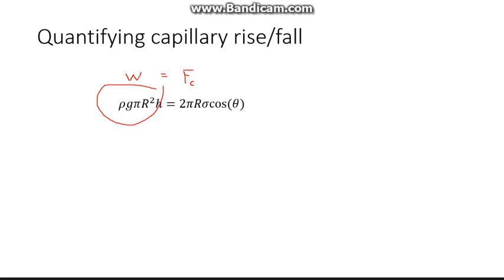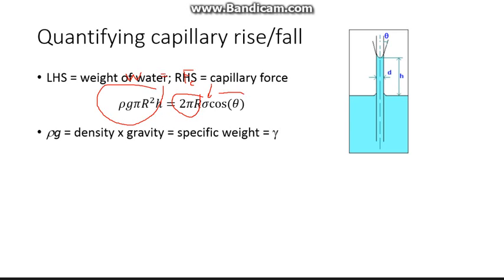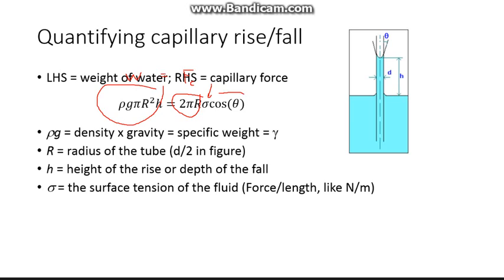Capillary force is given by the length of the fluid that's in contact, and that's the circumference of the circle in the meniscus that's touching the glass, and then the surface tension and the contact angle. So there's the left-hand side, the weight of the water, right-hand side, the capillary force. Density times gravity is the specific weight. Radius of the tube is very important, and then the height that it rises. Surface tension, strange units, but it's force per length. So we take that times a length term, like the circumference here, 2 pi r, and we'll get a force.